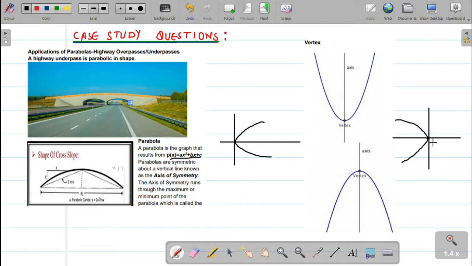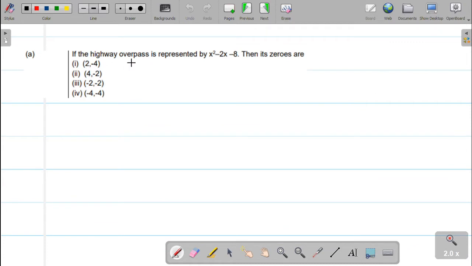So right now, the first question is: if the highway overpass is represented by this, then the zeros. So right now we have to just discuss the zeros of this quadratic polynomial. Of course, we already know that it is a curve represented by a quadratic polynomial, but finding the zeros of a quadratic polynomial is not a problem. So x square minus 2x minus 8, we already know how to do it. We put it equal to 0 to find the values.